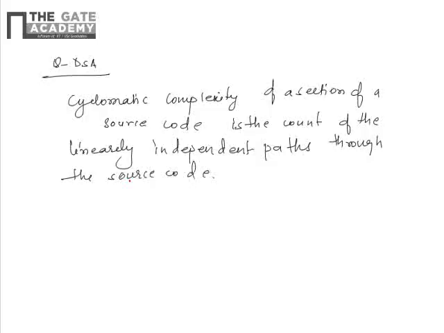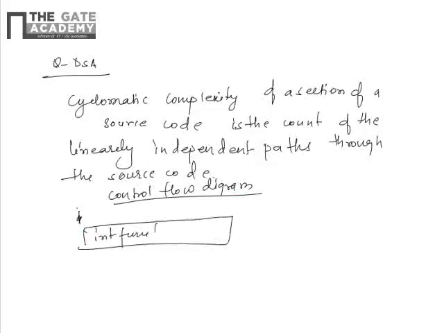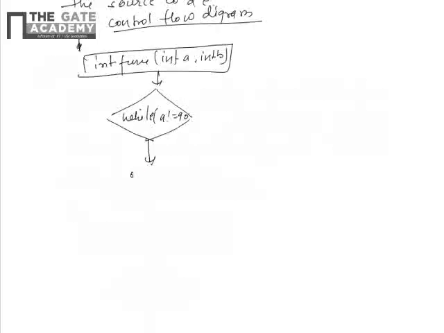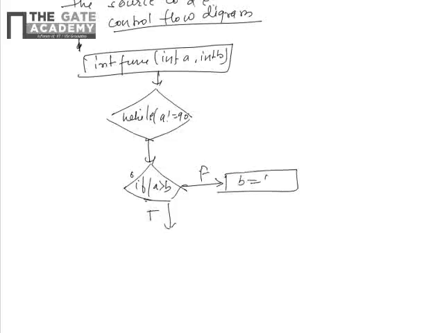So according to the given source code, I will draw the control flow diagram for you. The code is int function(int a, int b). There will be a while loop: while a is not equal to 90, it goes to another instruction, that is if a is greater than b, then two instructions are followed, true or false. False will be b equals b plus 1. If it is true, it will follow a equals a plus 1.